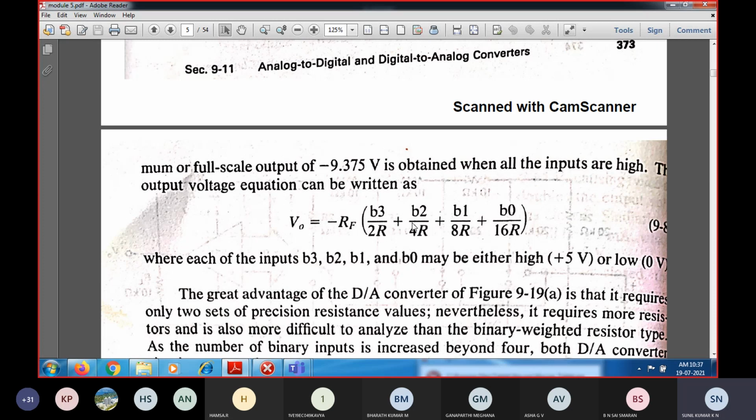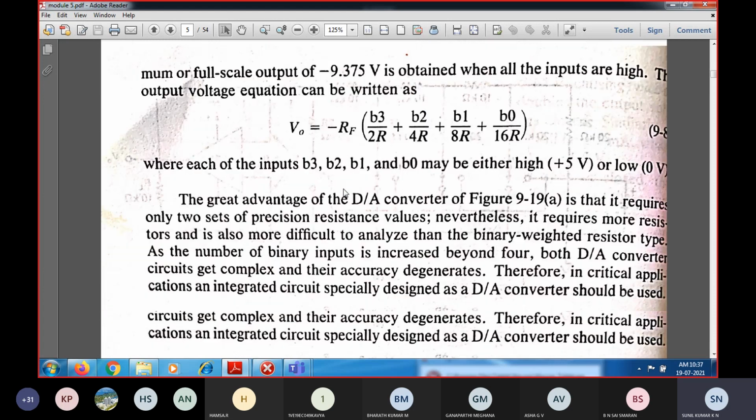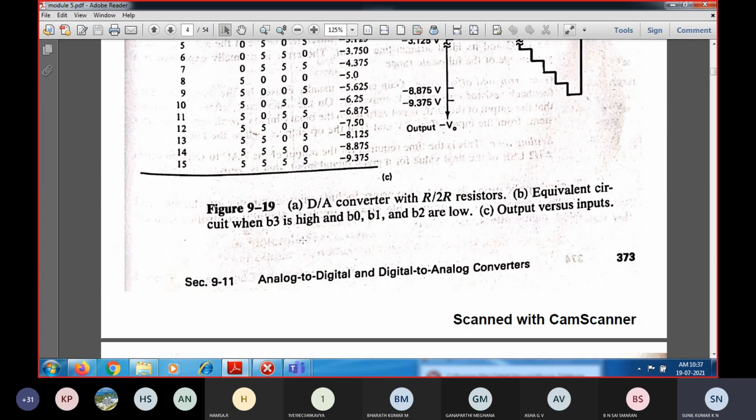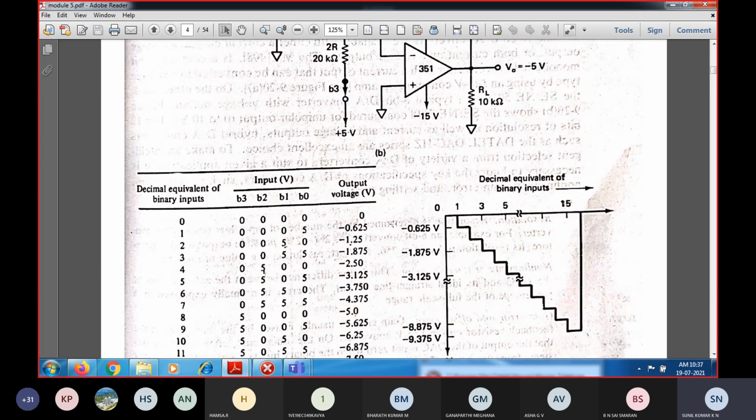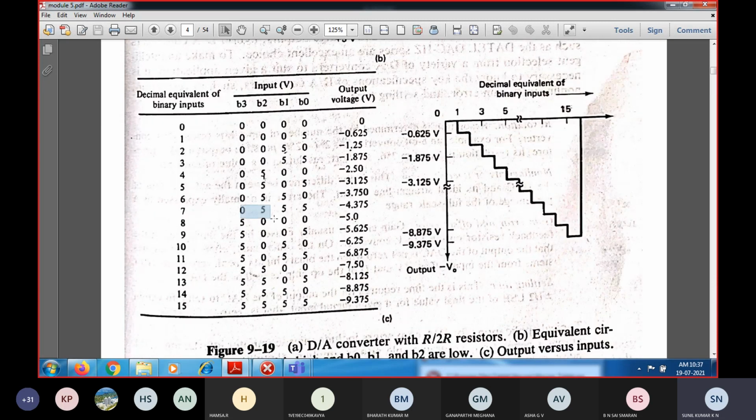So when you substitute this, the same thing: minus 9.375 you will be getting when all the positions are high, multiplied with minus RF by R. So that will give minus 9.375 as the full scale reference voltage. So this is about the bit position. In the exam they may ask you to perform this by giving certain inputs, and they will ask what the corresponding output voltage will be. You should be in a position to do that.